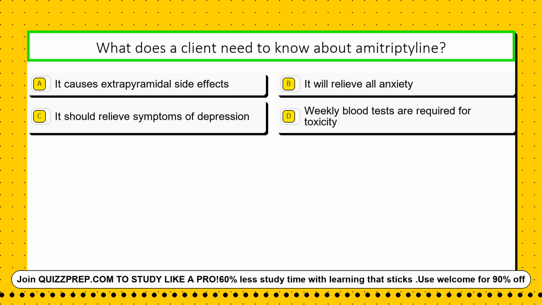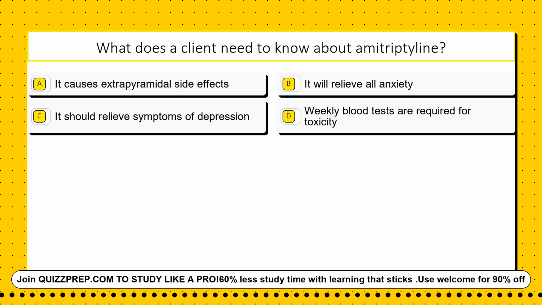Question 59. What does a client need to know about amitriptyline? Option A. It causes extrapyramidal side effects. Option B. It will relieve all anxiety. Option C. It should relieve symptoms of depression. Option D. Weekly blood tests are required for toxicity.